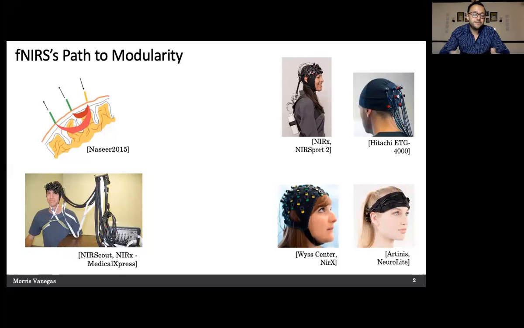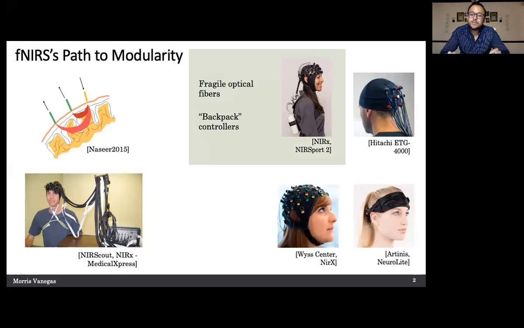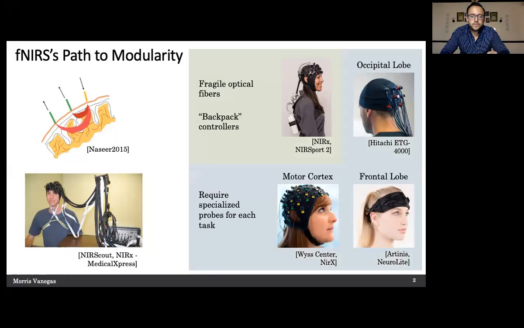However, the vast extent of functions to be studied in natural environments are still limited by two main challenges of portable systems. One, these systems still rely on fiber optic cables, making them expensive and fragile. And two, since we now have a vast array of brain functions and sites to study, we require individual specialized headgear designs for every specific task.